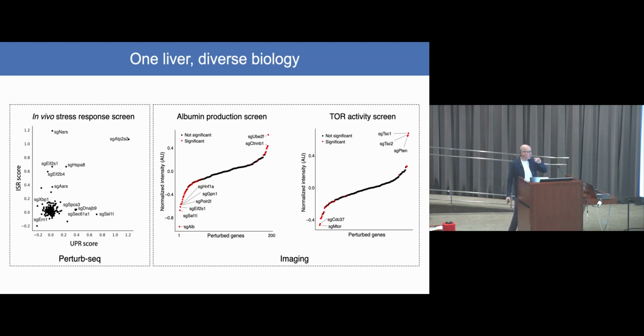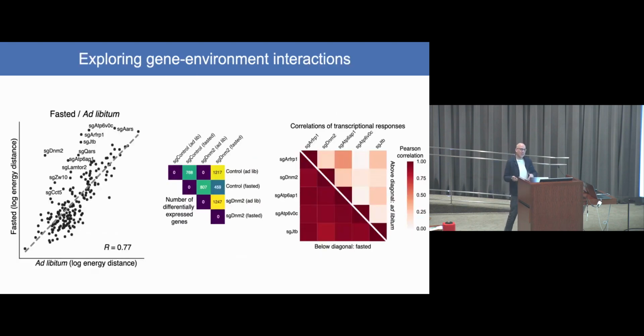And we see here there's really a massive downregulation of albumin in response to ER stress. And similarly, we can do a screen for things that are perturbing TOR activity. We can also look under different physiologic conditions. So the liver undergoes massive physiologic changes as you fast or refeed or give a high-fat diet.